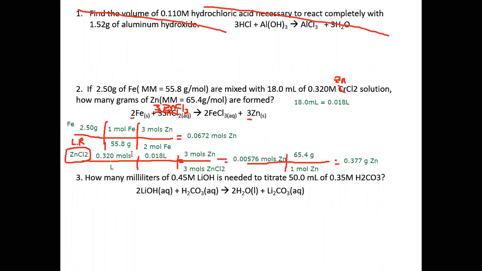These are moles of zinc chloride here. So we have, the molarity is 0.32 moles of zinc chloride in 1 liter. We multiply it by 0.018 liters, we just get the moles of zinc chloride. So see here, the liters cancel. Now to get rid of the moles of zinc chloride, we have to use the mole ratio to convert it to moles of zinc. So then these two cancel, and what we're left with is moles of zinc. Now since it's 3 to 3, the moles of zinc chloride equal the moles of zinc.